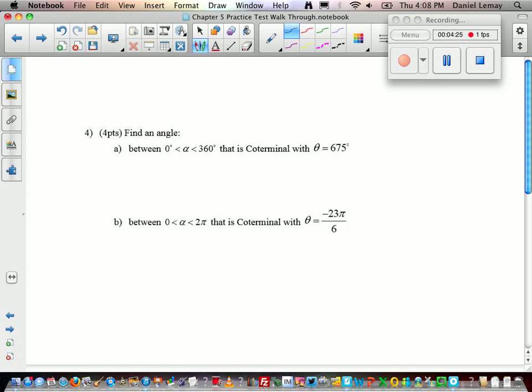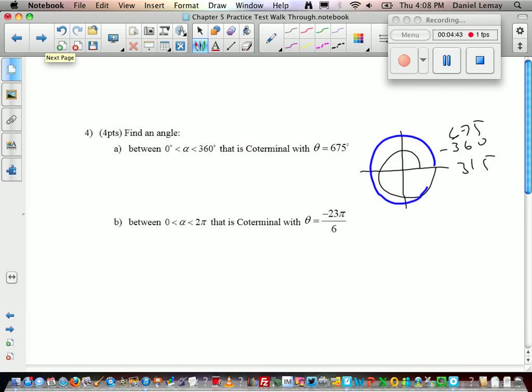So we've got to find an angle between 0 and 360 that is coterminal to that angle. Okay, well, let's see. That's 360 degrees. What's 675 minus 360? 315. So that falls about here. So what angle is coterminal at? I would say 315 degrees. And that's in between the range, in that range, okay?